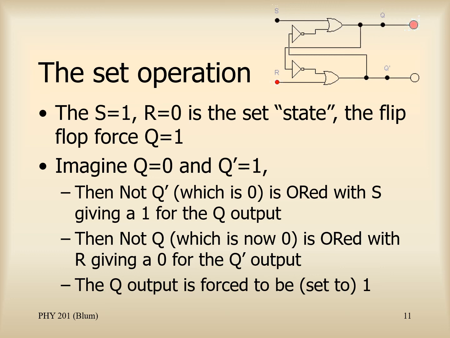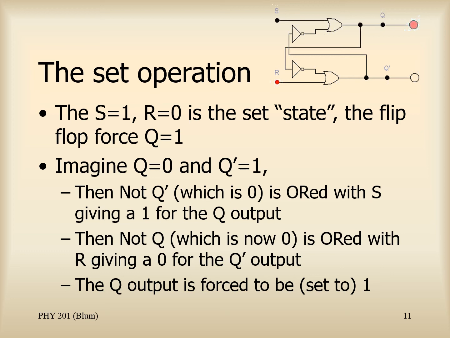So Q prime was a 1, that lower output was a 1, but when we're feeding back and inverting it, not Q prime, the inverted Q prime, now becomes a 0. That 0 is ORed with S, but the S input is a 1, and so the output of that upper OR gate is a 1. That's forcing the Q output to change from low to high. So now we have a 1 for Q. So now that output being fed back around, not Q now becomes a 0.